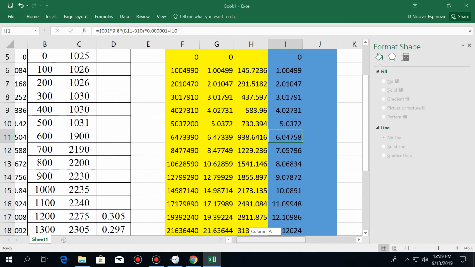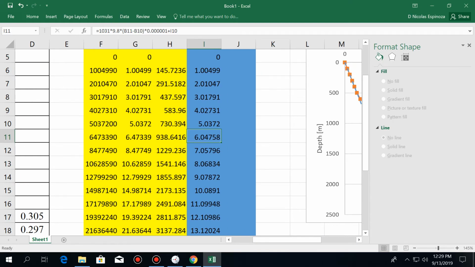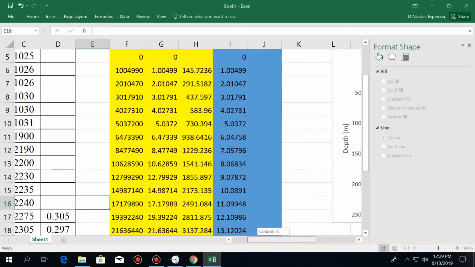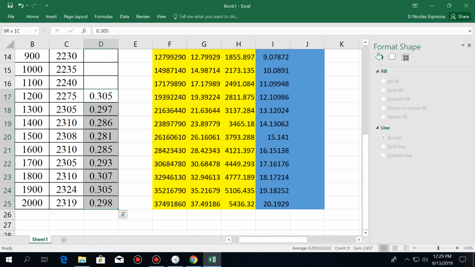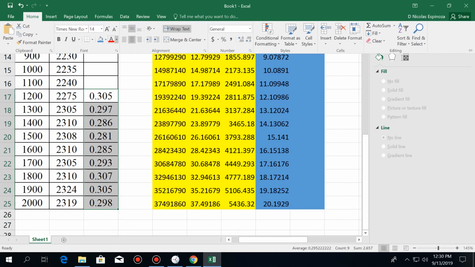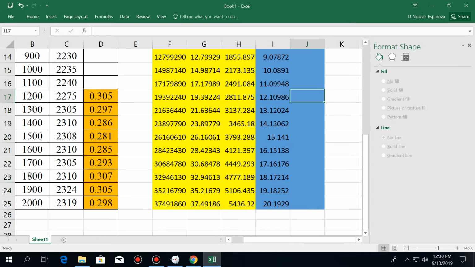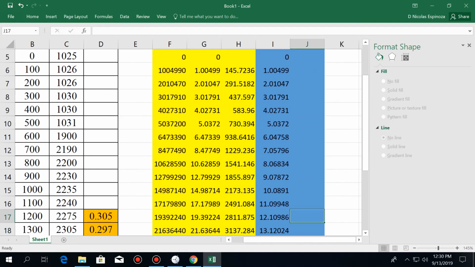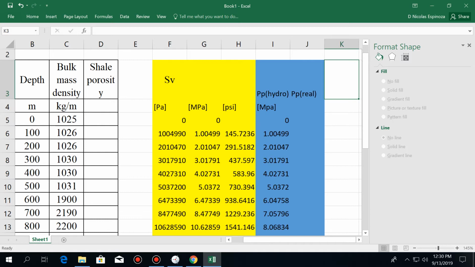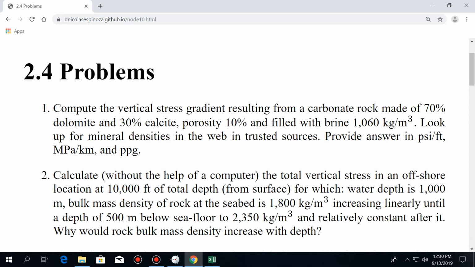All right. So now where it gets a little bit more complicated is over here, because now in this region in which you have a shale, you have to compute the real pore pressure, and that's going to come in this other column. And before you do that, you need to compute the effective vertical stress, and that one you have to compute using this equation over here.